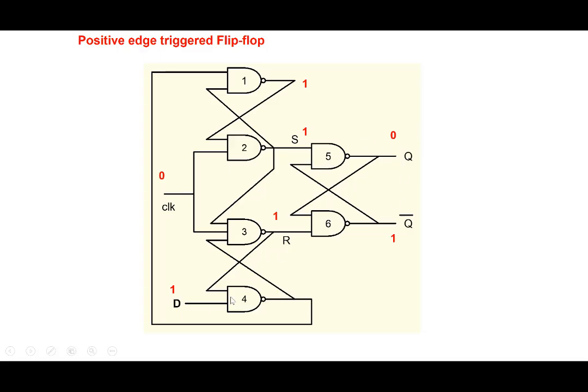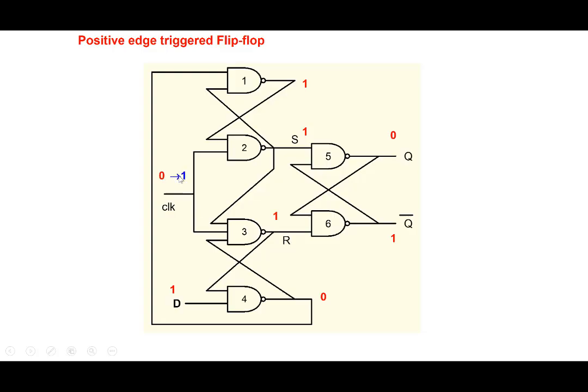So this whole thing does not respond to any changes in D. You can make D 1, 0, anything. These two outputs will always be 1 because the clock is 0 here, and therefore the latch is in a hold state. So let's say D is equal to 1 here, and fine.